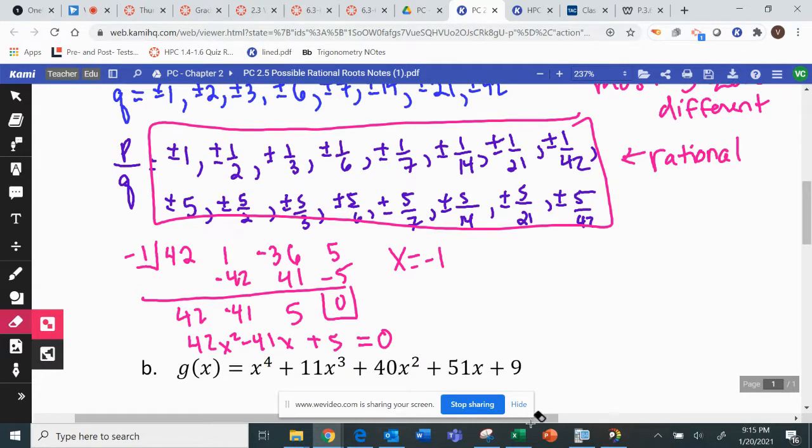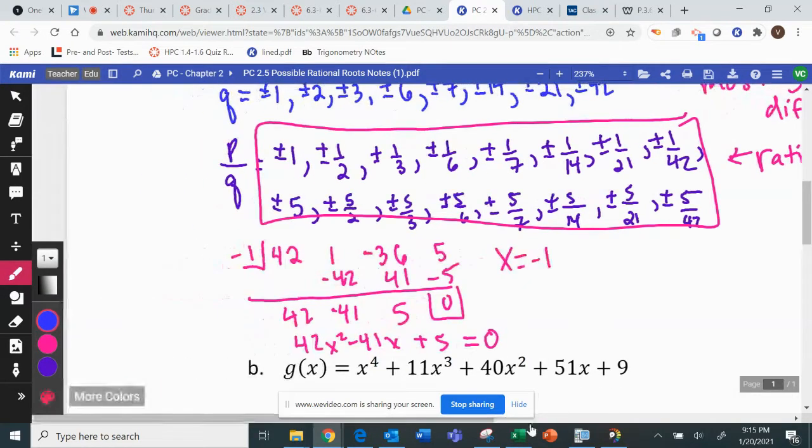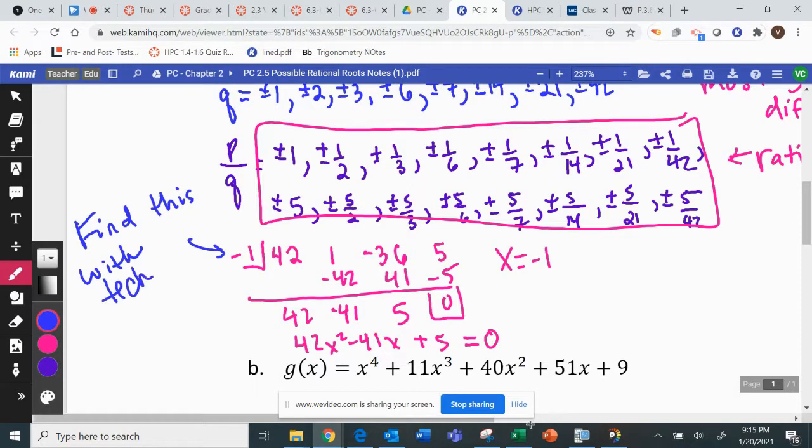I am going to leave this up because I will still need this. This is what I'm going to do next anyway. I'm just going to find the -1 a different way. And I'm just going to write a note on here before I go to the next screen. We're going to find this with technology, with our graphing calculator.